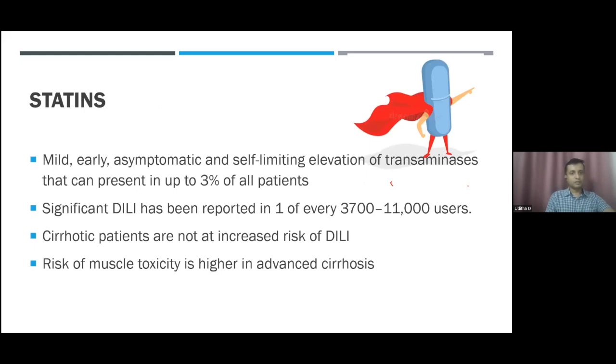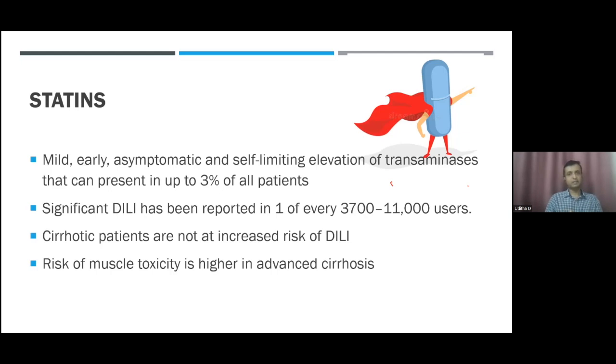And of course, another important class or super drug that we use in a lot of our day-to-day practice are the statins. Now, the relationship of statins to liver is very complicated. Initially, a couple of decades ago, statins were thought to be detrimental, or they were thought to be a risk in patients with cirrhosis.